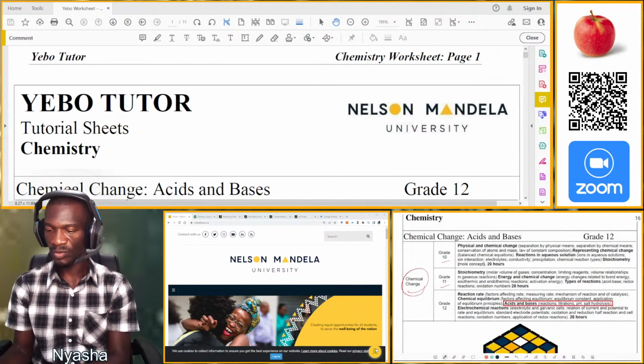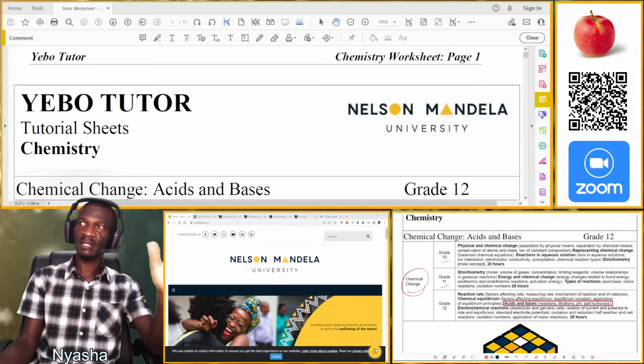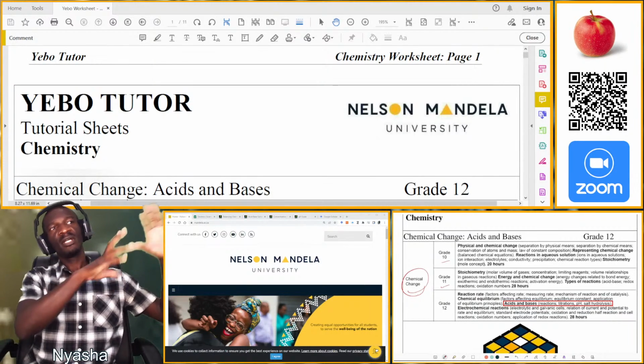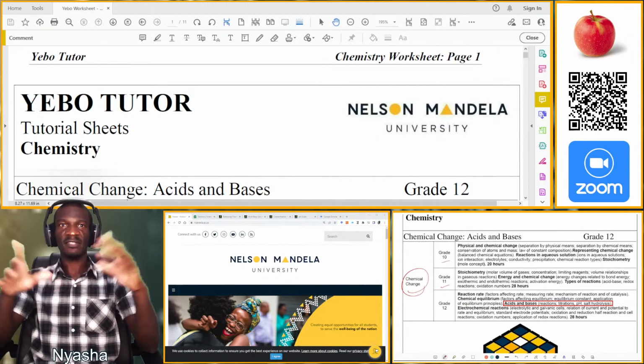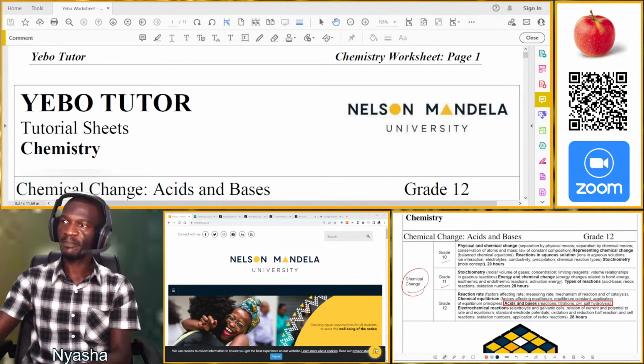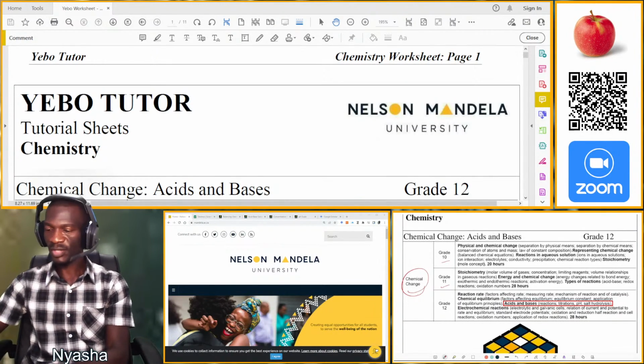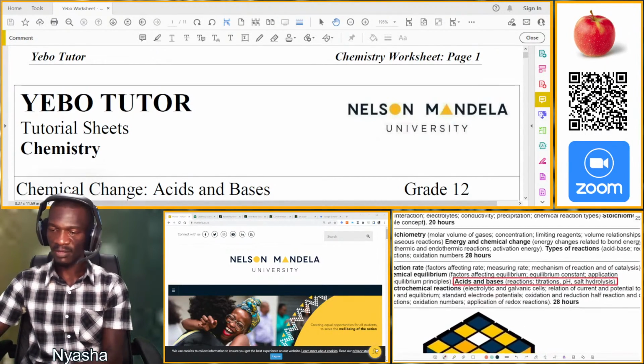So how are we going to do that? Same applies. We're going to pick question papers. So instead of me displaying all the question papers, I've just taken all the question papers into one worksheet. The worksheet will actually indicate where we get the questions, so it's part of the deal.